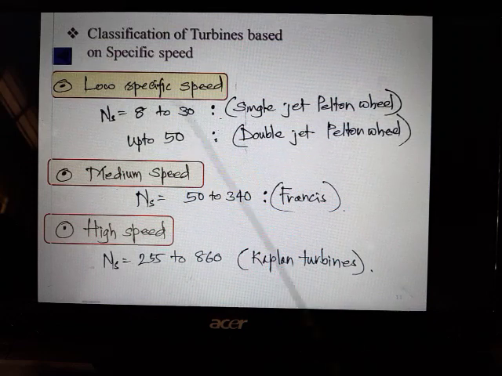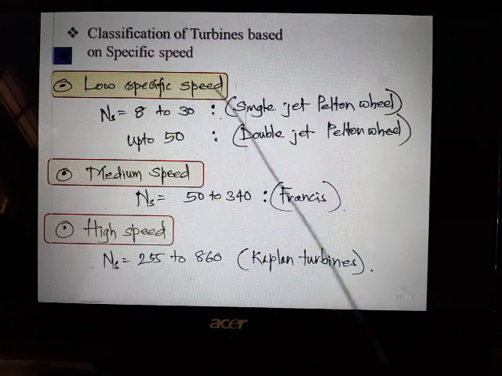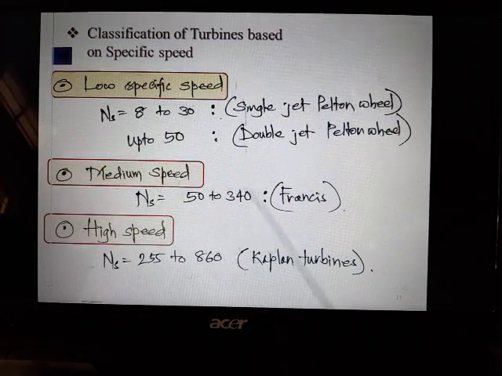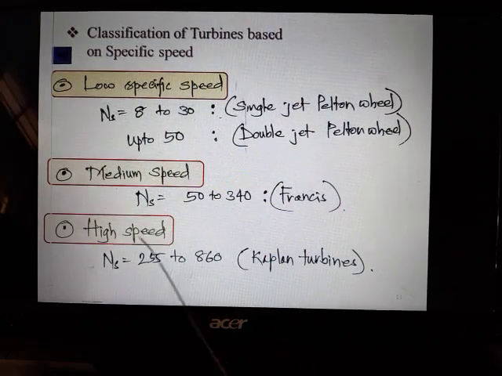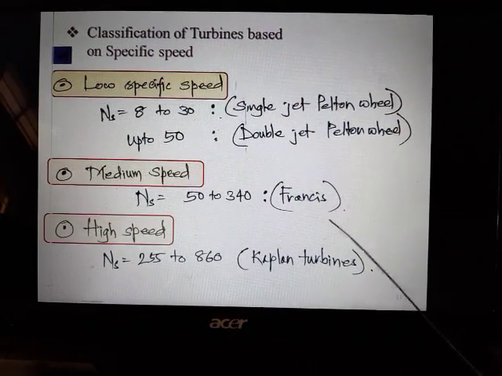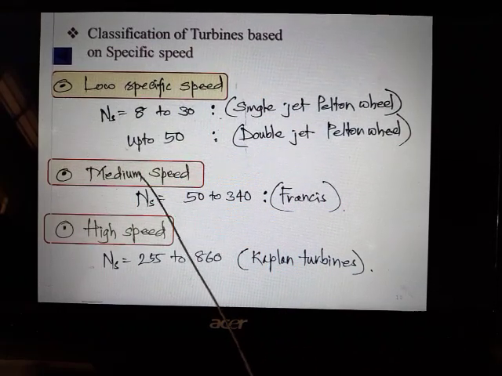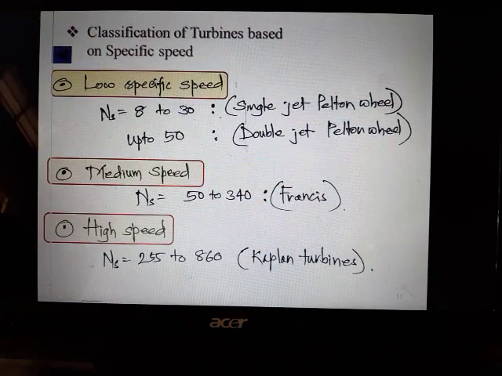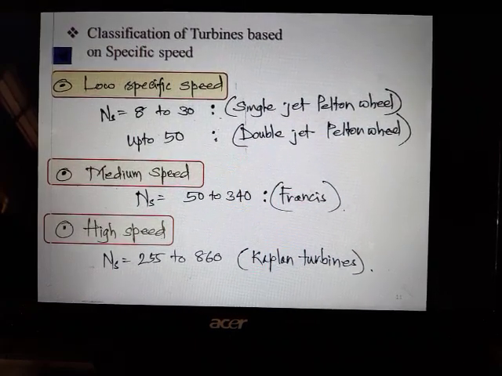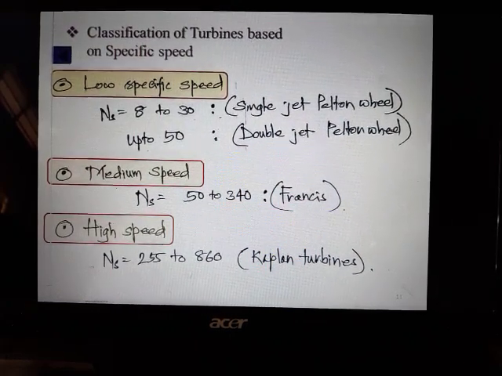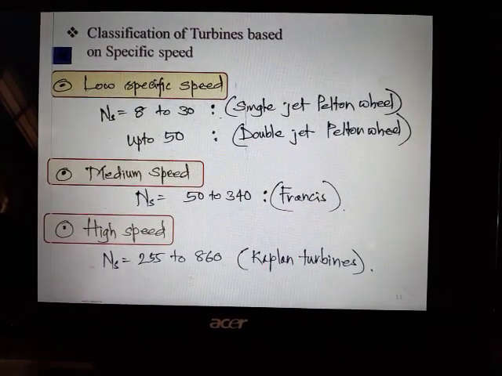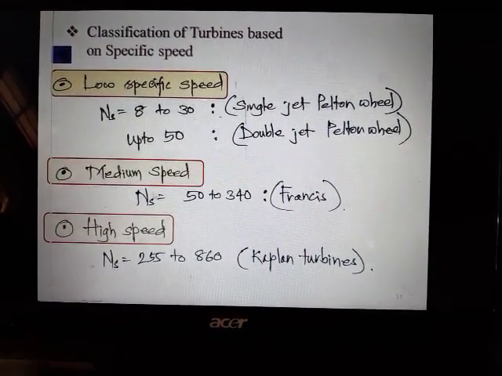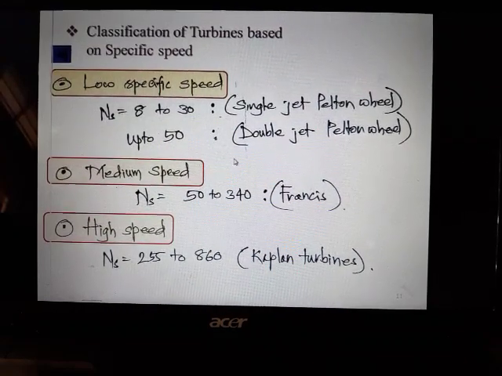So low specific speed is impulse turbine, generally Pelton. Medium speed is modern Francis. High speed is Kaplan turbine. So here one should make out that NS is not RPM. It has units depending upon the formula. We'll see it afterwards. So one should remember that specific speed is not RPM here. That is what one should bear in mind.